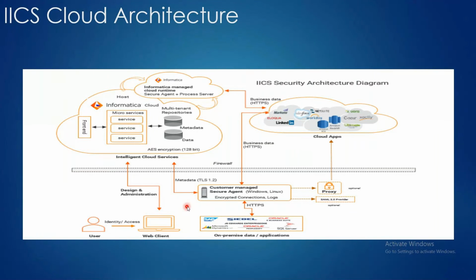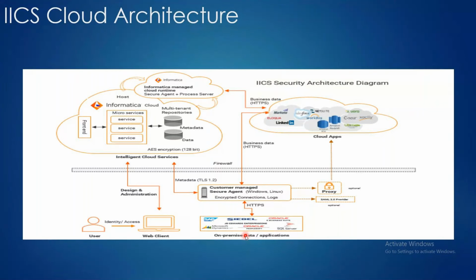And how do you do it? You actually work on customer managed security. There is something called customer managed security, which is typically running on a Windows machine or a Linux machine, where you have encrypted data of your connections, your logs, your data, which is sitting behind your organization's firewall. So it is called customer managed security. And you also have your on-premise data and applications here, right?